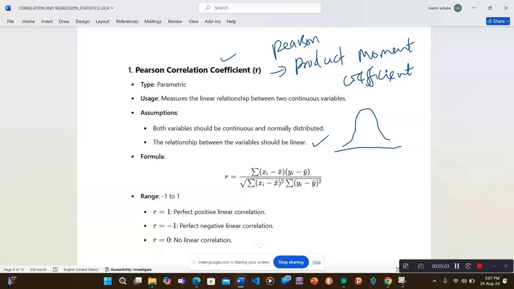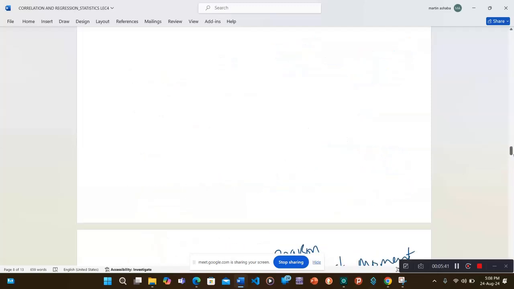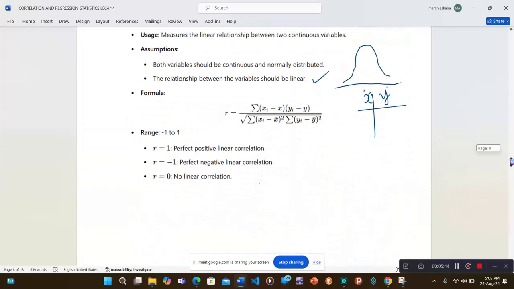Now this is the formula, and you will have data arranged in the form of x and y. You could have the performance of physics and chemistry. So you get the data. Physics can be represented by maybe x, chemistry can be represented by y, and then they are asking you to determine whether there is a relationship between the performance of physics and chemistry. And then you will need to use that formula.